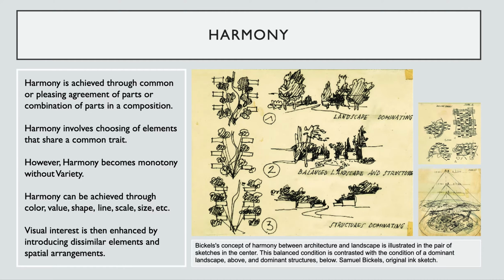Okay, so that's variety. Harmony is about making sure that our compositions are harmonious. It involves choosing elements that share a common trait. And again, harmony without variety can become monotony. So you have to balance. And it can also be achieved through color, value, shape, line, scale, etc.